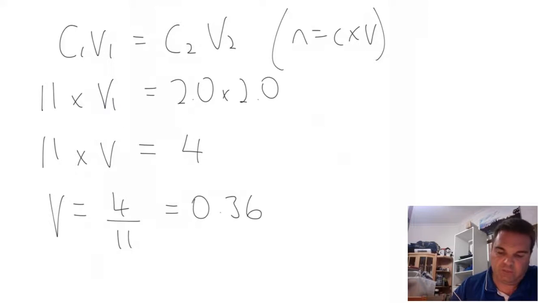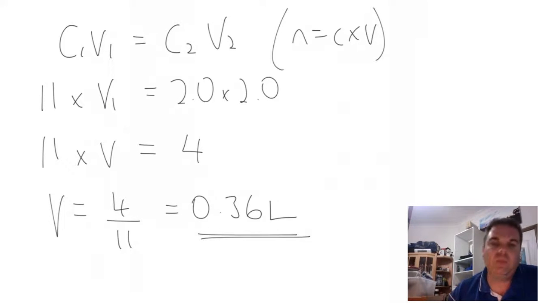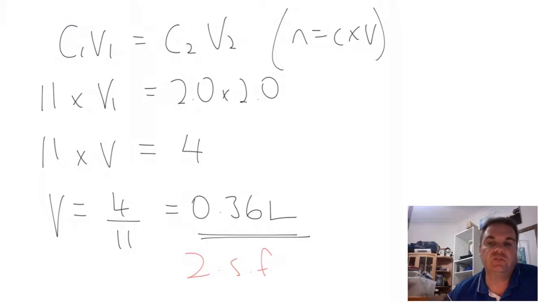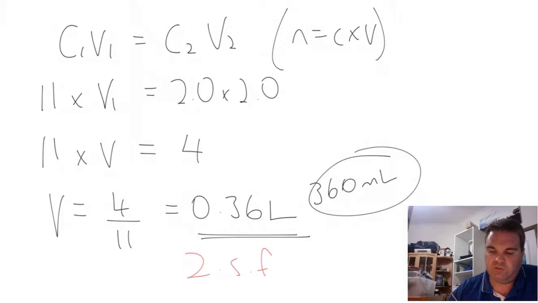0.36, and now we need our units, which is litres. Now we've answered this to 2 significant figures. If we go back to our question up here, the moles per litre and the volume here all have 3 significant figures, and that one's got 2, and that one's got 2 there. So we answer to our least accurate one, which is 2 significant figures. If we wanted to write this another way, we could say 360 millilitres, and that would still be 2 significant figures.